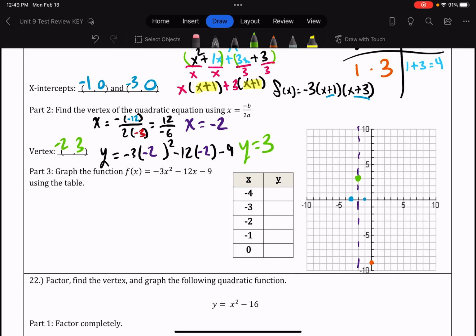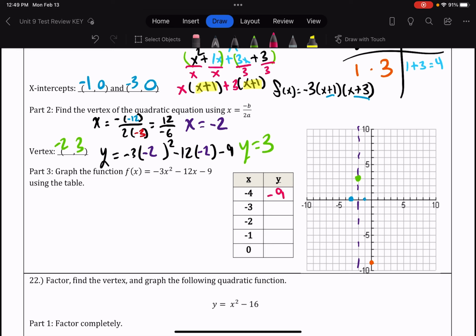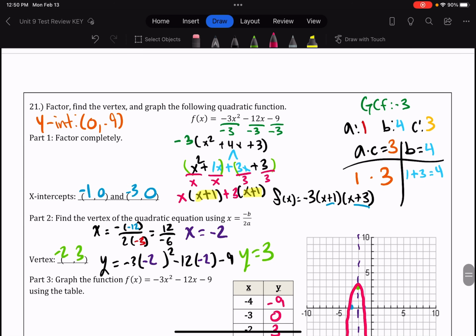Now let's go ahead and plug this function into the table function on the calculator. So I've got negative 3x squared minus 12x minus 9. And I'm starting at negative 4. So my values in this case are negative 4, negative 9; negative 3, 0; negative 2, 3; negative 1, 0; and 0, negative 9. So I've got negative 4, negative 9, and I already have the other 3 graphed. So I'm going to connect the dots, and that will be my graph version of this function.